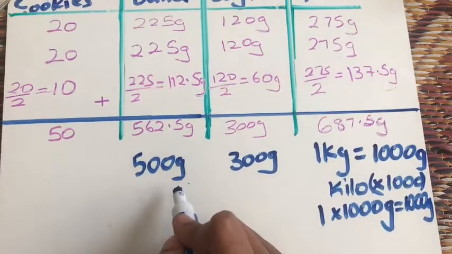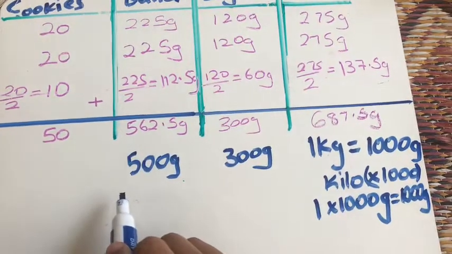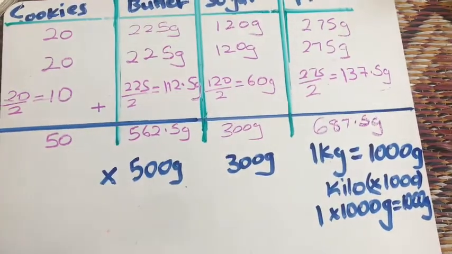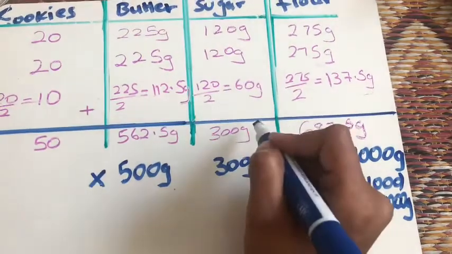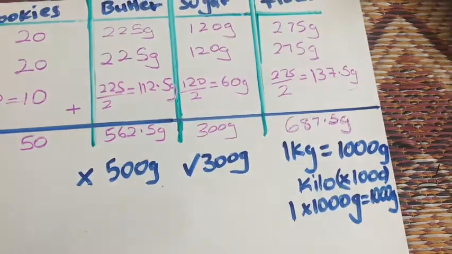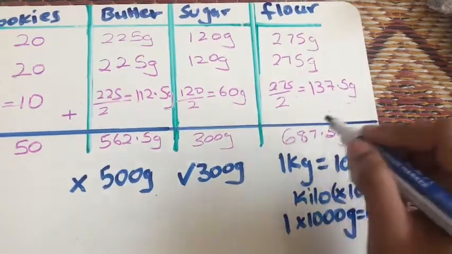So Liz has 500 grams, but she needs 562.5 grams. So she doesn't have enough butter, but she has enough sugar and she has enough flour.